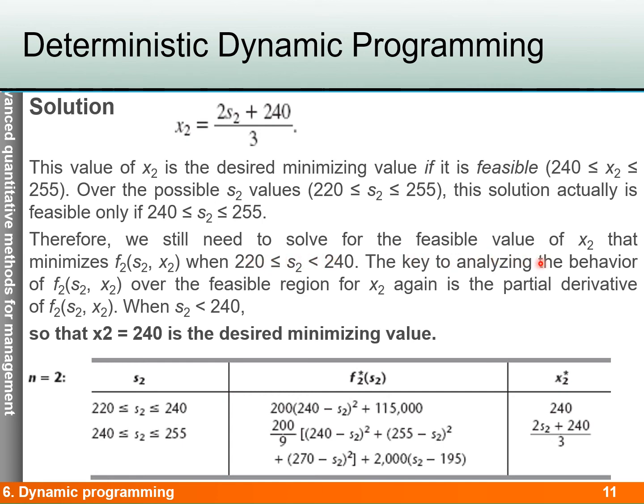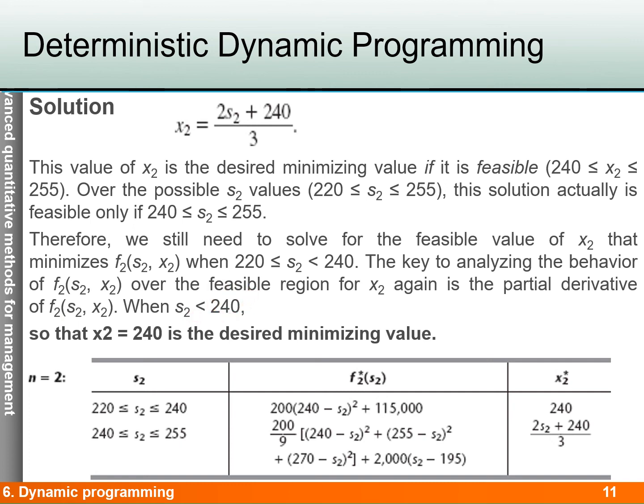So we still need to solve for the feasible value of X2 that minimizes when S2 is between 220 and 240. The key to analyzing the behavior of f2, S2, and X2 over the feasible region for X2, again, is the partial derivative of f2 with respect to X2 when S2 is less than 240.